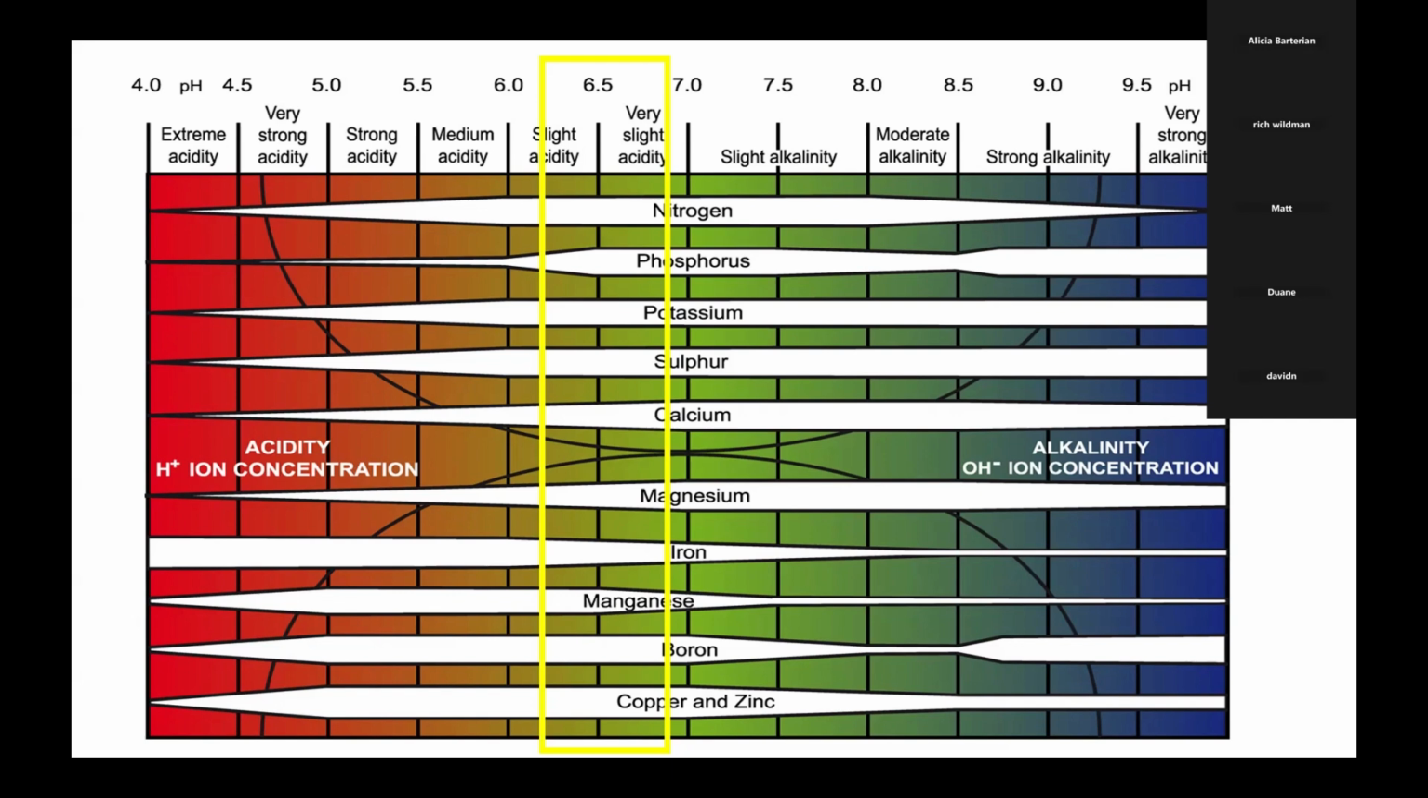So we want to keep those micronutrients available. The lower the pH, the more they become available, but then we get other restrictions for the macros and secondaries. If we go higher, we run into issues there. Every crop has an ideal pH. Our row crops are around 6, give or take a few points.